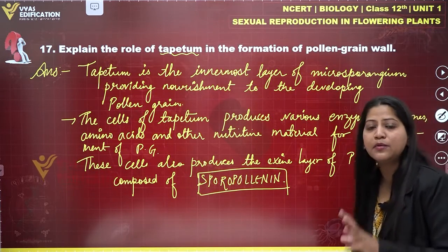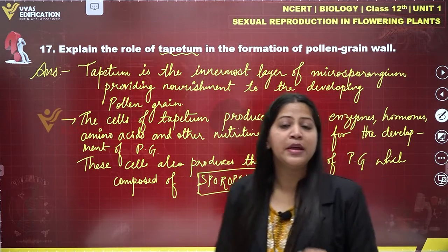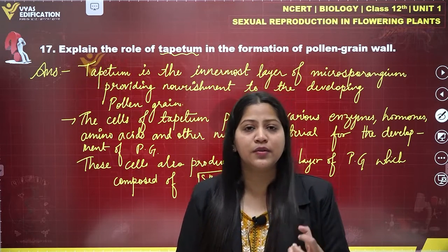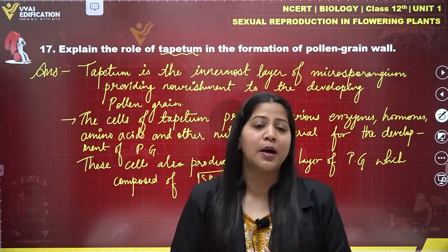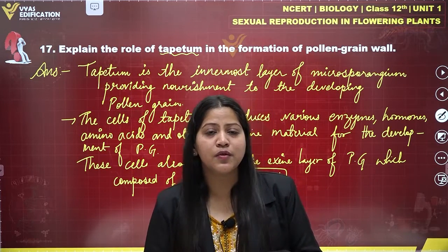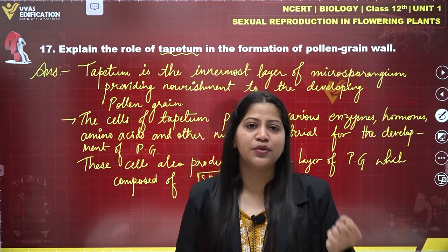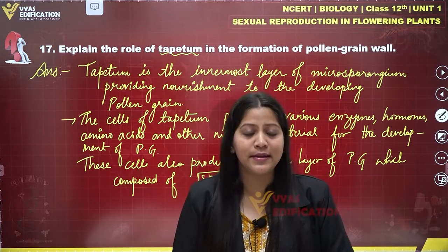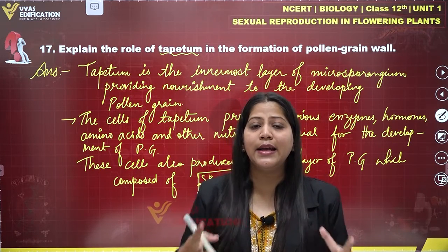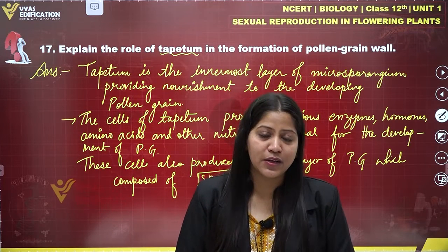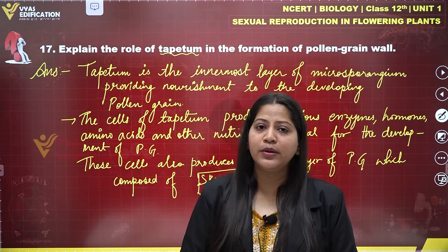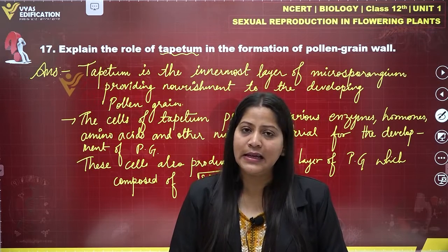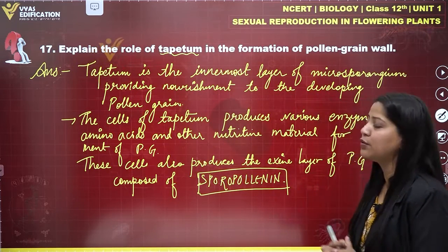Alright, so this is the tapetum, which is the innermost layer of microsporangium, which provides nourishment to the developing pollen grain. It produces various kinds of enzymes, amino acids and hormones and all other nutrient material which can be useful for the development of pollen grains. Also it produces sporopollenin, a highly resistant material in nature, and the sporopollenin is making the exine layer or the outer layer of the pollen grain resistant in nature. So this is the complete solution of question number 17.